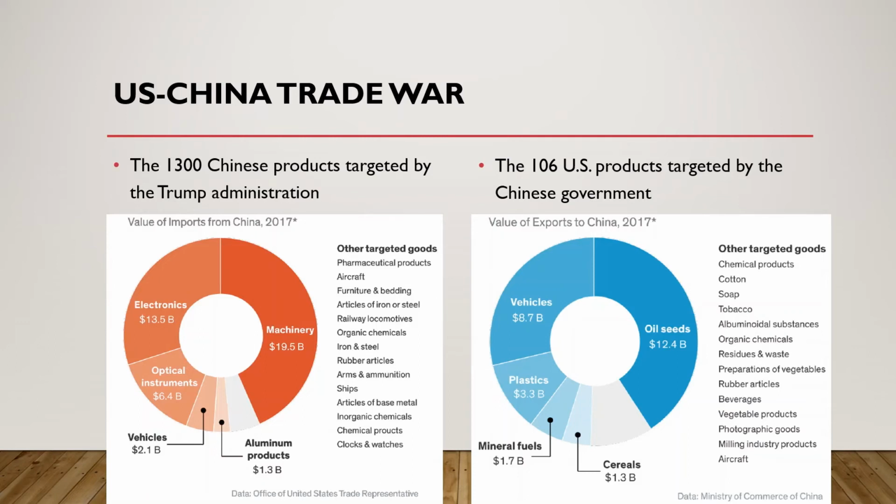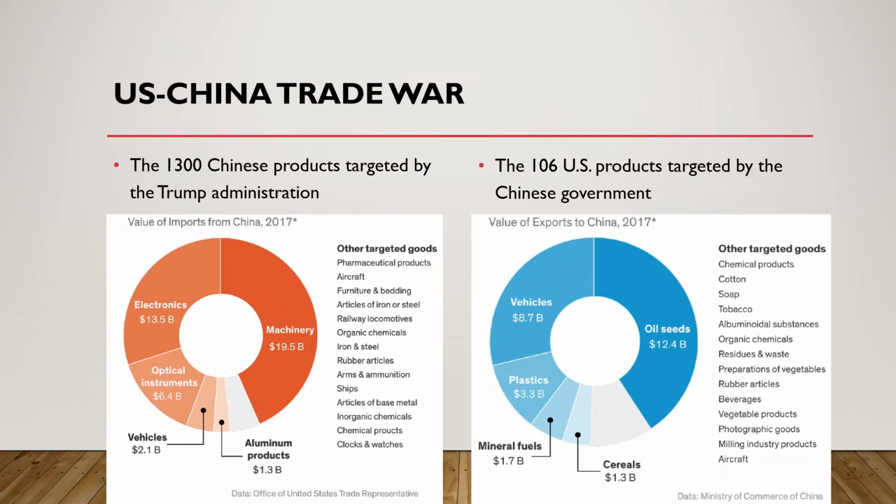Now, once again, if you look at the picture on the right, you will see those are 20 out of 106 products that get affected during the trade war. And the one that is affected the most is the oil seed, which accounts for 12.4 billion. And second that got affected is the US vehicles, which account for 7 billion. Third is the plastic, which is 3.3 billion. And it is followed by mineral fuels, 1.7 billion, and cereals for 1.3 billion.